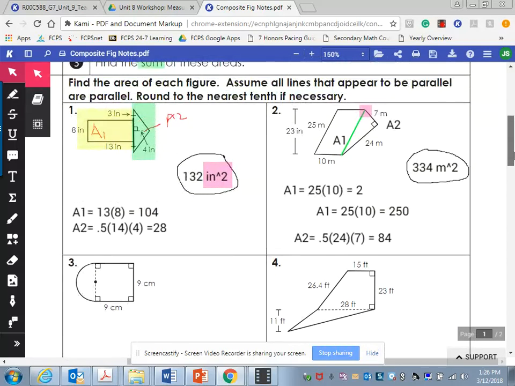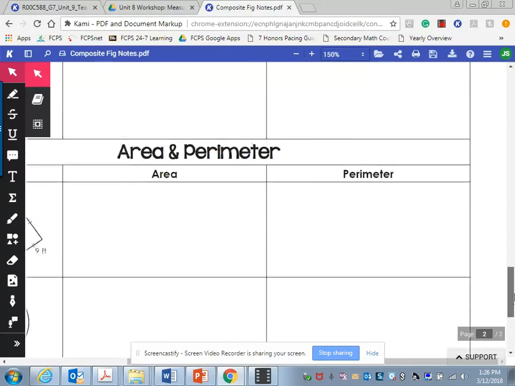So once again, you guys are going to complete all of the rest of these problems. All the rest of these problems.